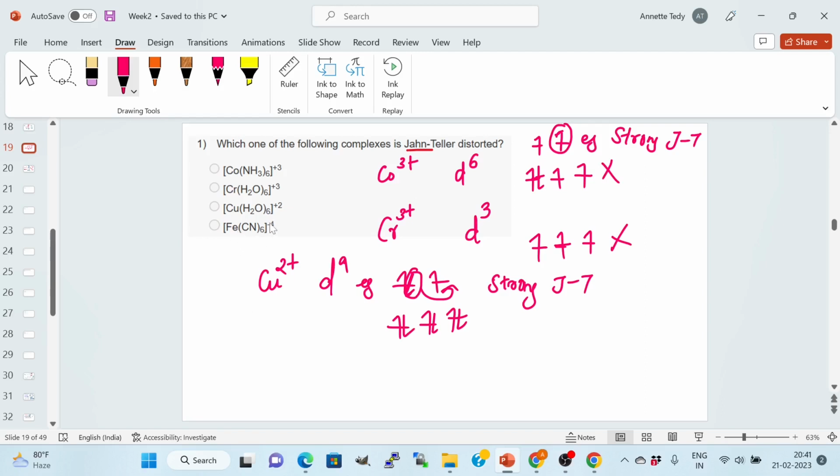For Fe, here Fe is in 2 plus state with d6 electrons, and CN is a strong field ligand, so pairing will happen. In this case also no Jahn-Teller distortion, because there is no vacant space for the electron to go. Is this clear?